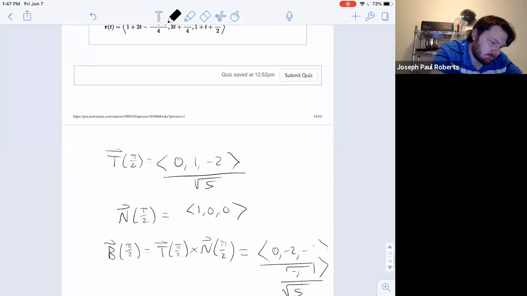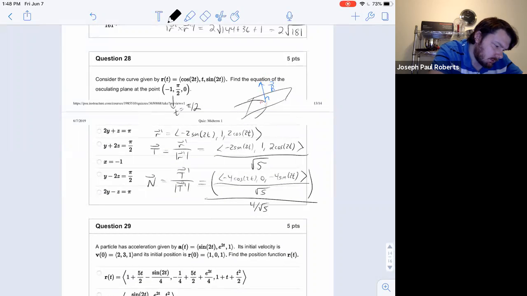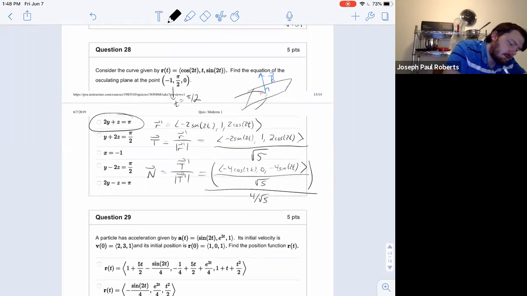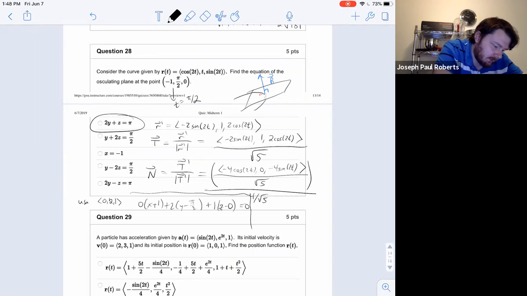And so you could just do 0, 2, 1. If you plug in, yeah, this is the only plane that has the appropriate normal vector. But yeah, go through that. Use 0, 2, 1 as the normal vector. So you'd have 0 times x minus -1 plus 2 times y minus pi over 2 plus 1 times z minus 0 equals 0. And so, yeah, you get 2y plus z equals pi.